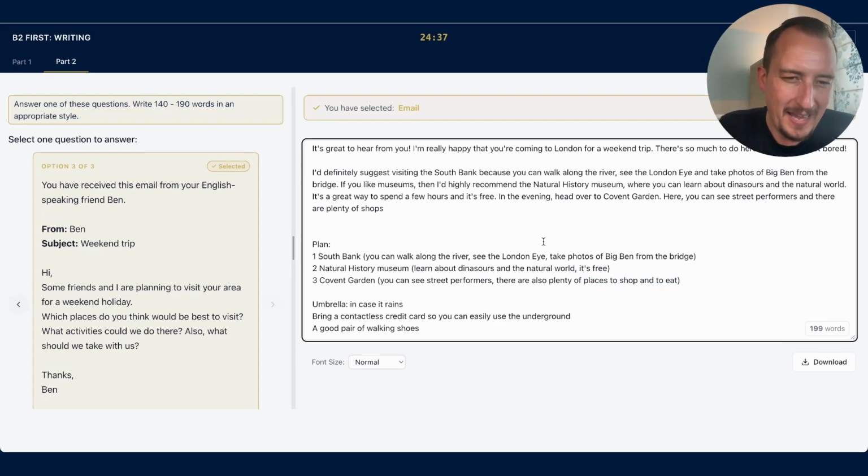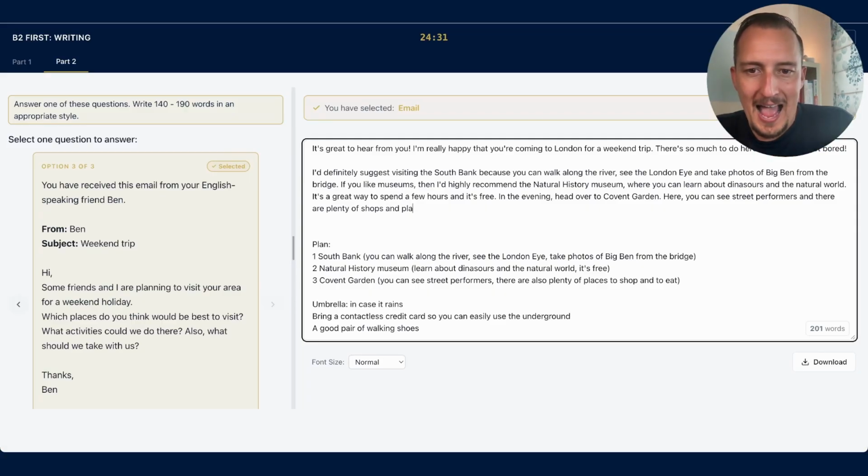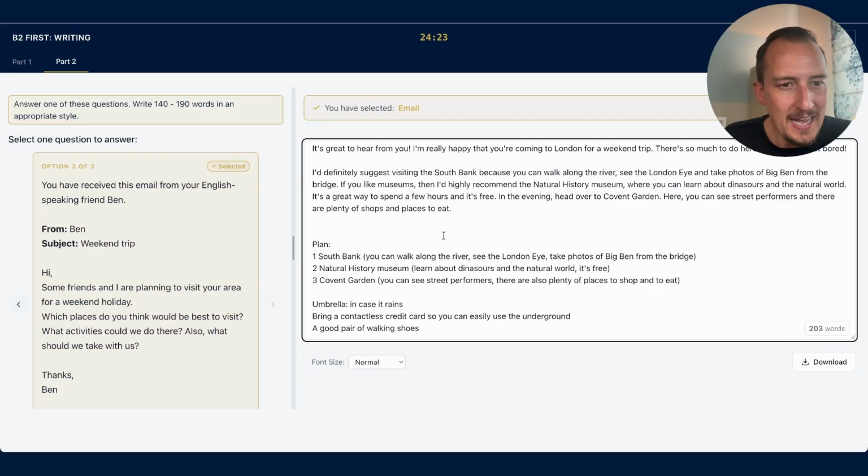We said plenty of places to shop, but plenty of shops is fine. Plenty of shops and places to eat. Yeah, let's do it like that. So there are plenty of shops. Because if we said there are plenty of places to shop and to eat, it sounds a bit awkward. So here you can see street performers and there are plenty of shops and places to eat.